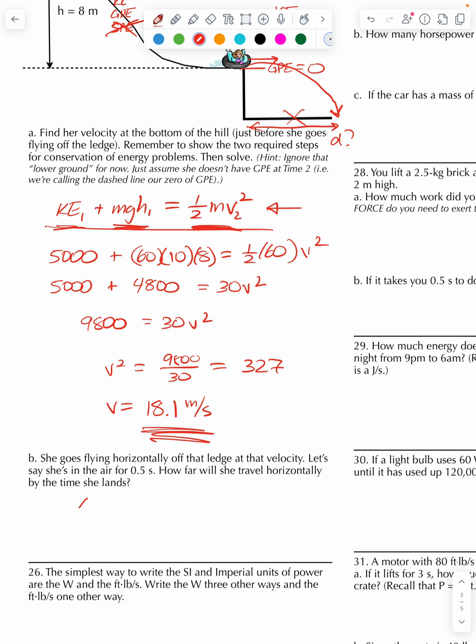All we need to do is to find her displacement horizontally, is multiply her average velocity times how long she'll be in the air before she hits the ground. Again, who cares that she's accelerating downwards? All we want to know is her horizontal displacement. And if we know her constant horizontal velocity, that's all we need.